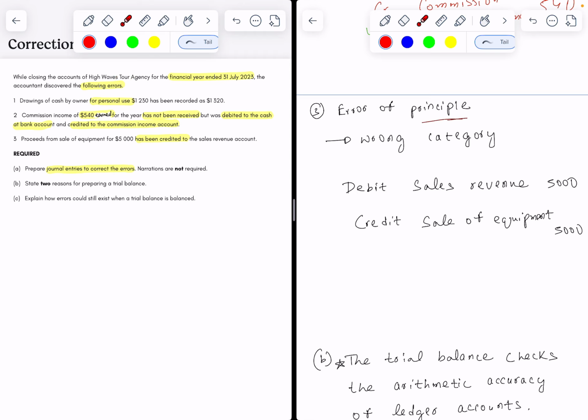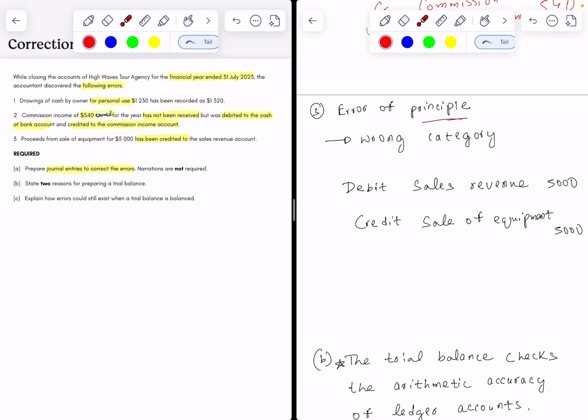So what we have to do now is to reduce the sales revenue which we originally credited, and the way we reduce it is to debit the sales revenue account by $5,000, and simultaneously we credit the sale of non-current asset account, which specifically in our case is the equipment account. So we credit the sale of equipment account by $5,000.